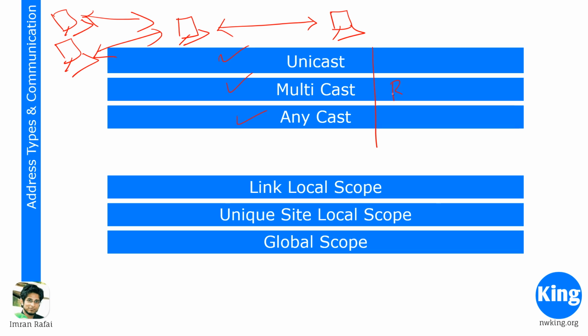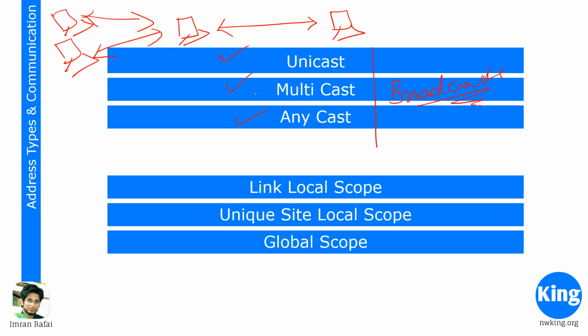There's one thing that's missing: broadcast, right? IP version 4 broadcast has been misused, right? So IPv6 said broadcast is not required, and they've taken broadcast away. It doesn't mean that broadcast has gone, so there's no broadcast.